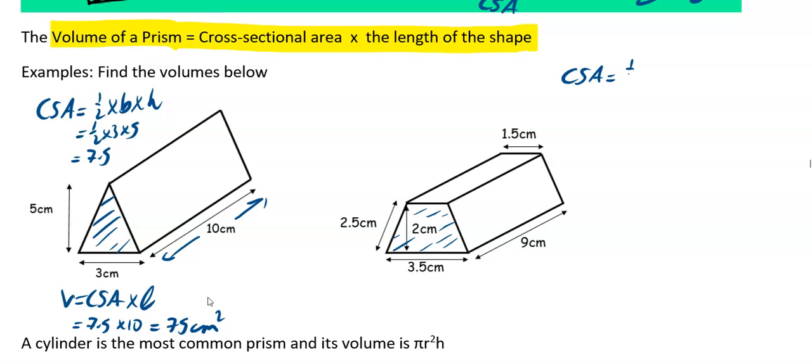Okay, for this one, a tricky enough one that people struggle with at times, it's got a trapezium cross-sectional area. The area for a trapezium, go back and look at the video, is a half times (A plus B) times H, where A and B are the parallel sides. Now it's not obvious maybe on this one.